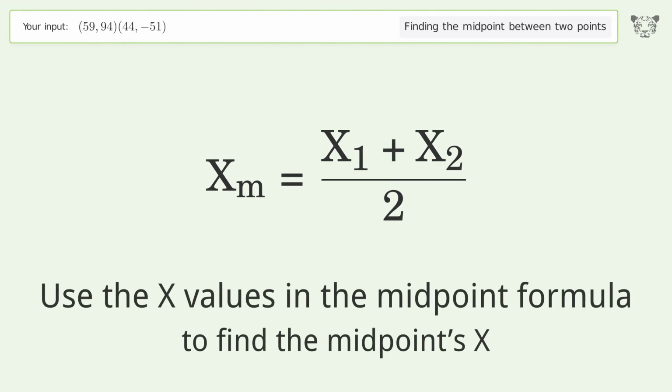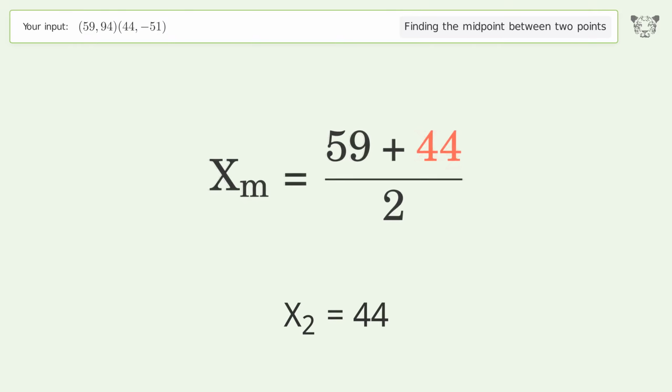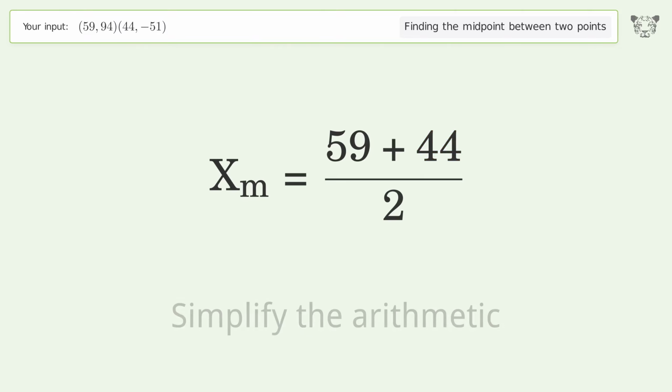Use the x values in the midpoint formula to find the midpoints x. x1 equals 59. x2 equals 44. Simplify the arithmetic.